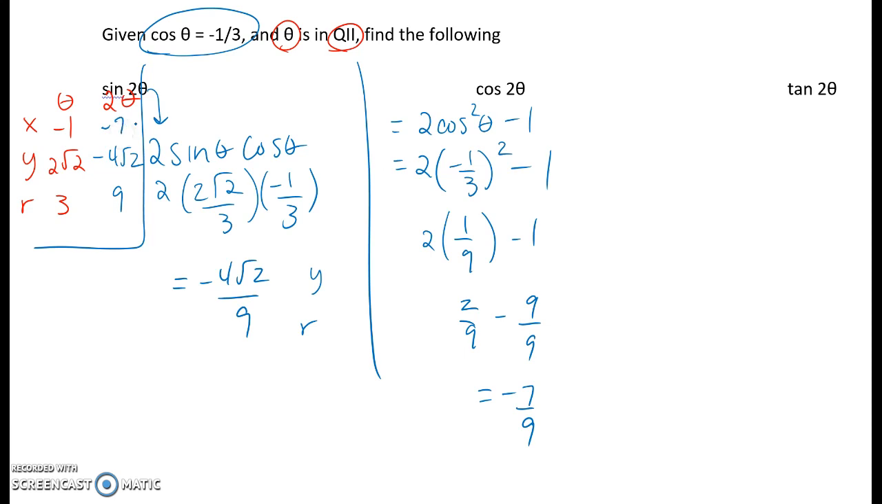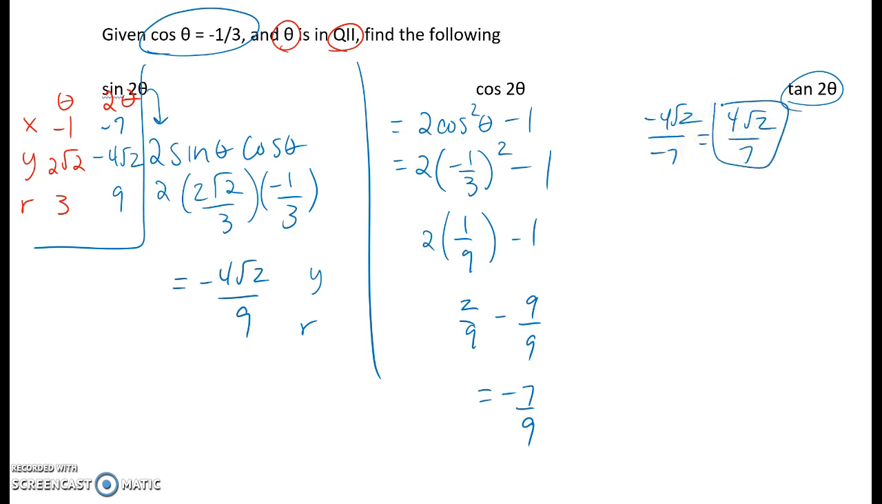If I had solved by doing the Pythagorean theorem for the XYR, I probably would have missed the fact that I had a negative on my x. Now when I go to do tangent, I can simply take my y over x and get -4 root 2 over -7, which gives me +4 root 2 over 7.